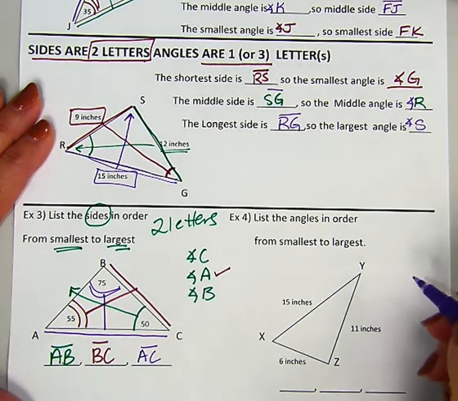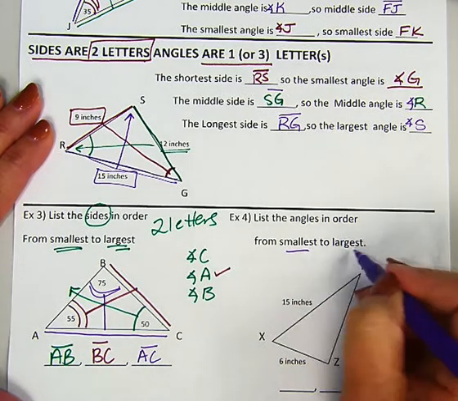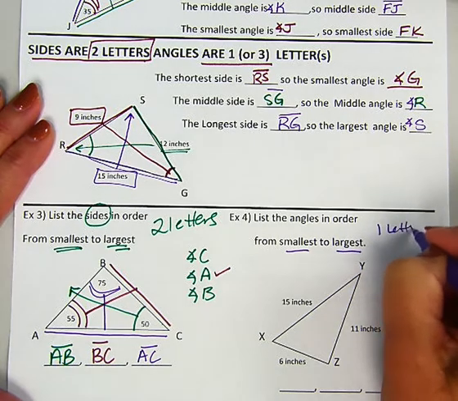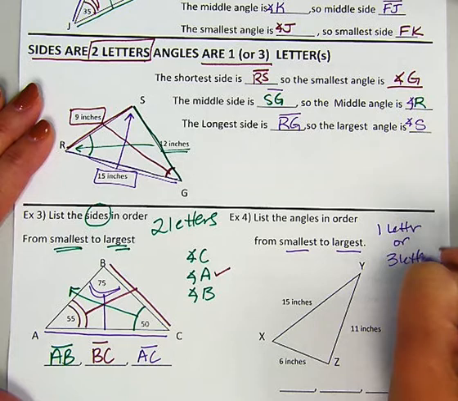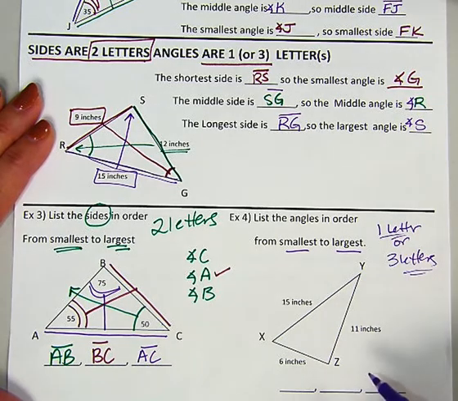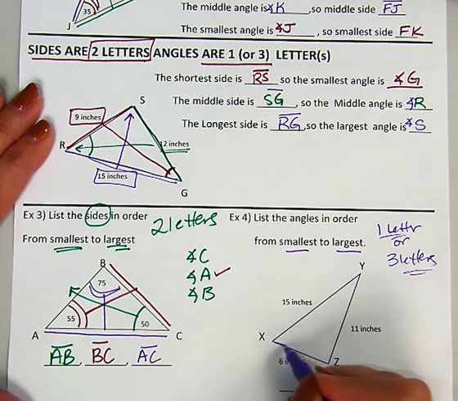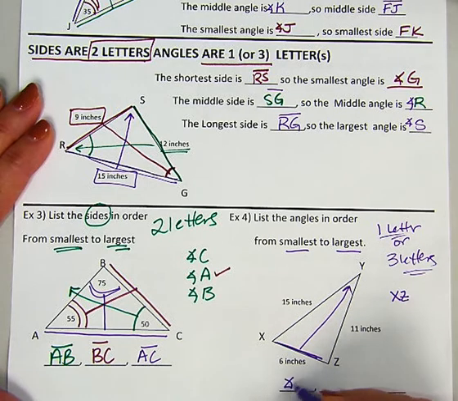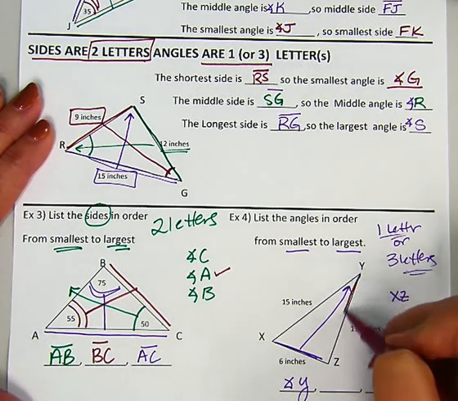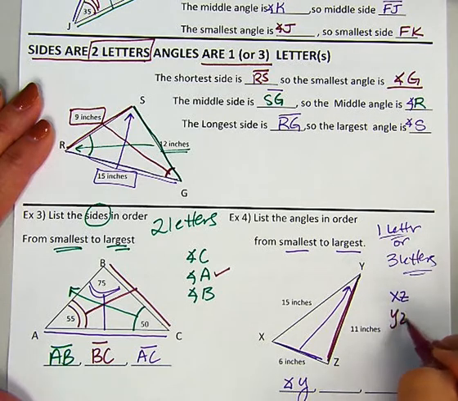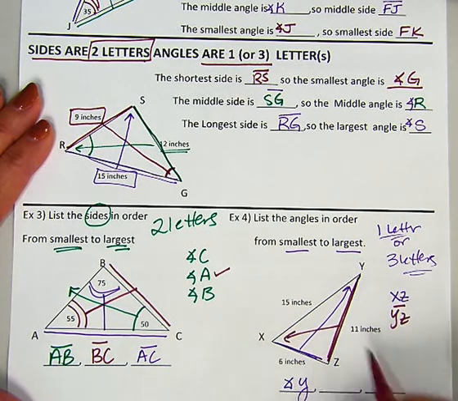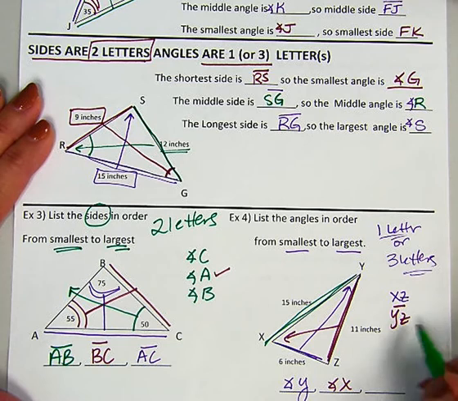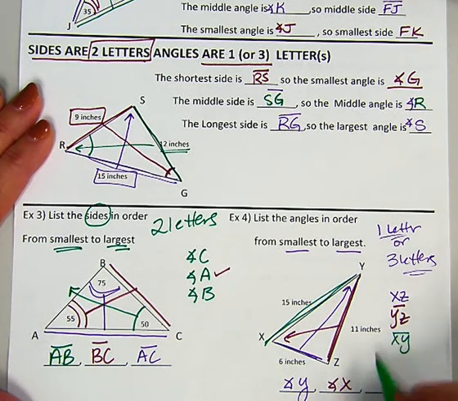Okay? My next one is smallest to largest, and I give you the sides, and you have to give me the angles. So we're looking for 1 letter or 3 letters. Okay, so here we go. Smallest side is XZ, and it's talking to my angle Y. My middle side is 11, right? And that's YZ, and it's talking to my X. My longest side is the 15 here, which is XY, and it's talking to my Z.